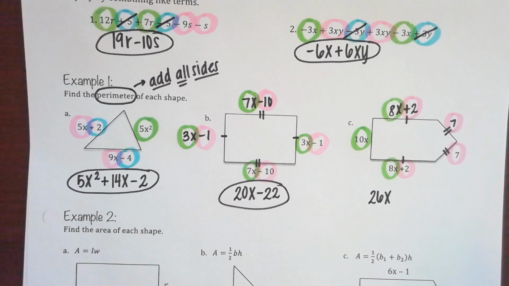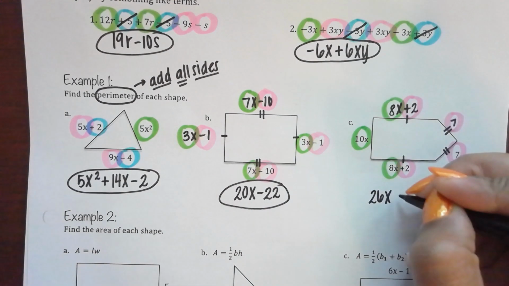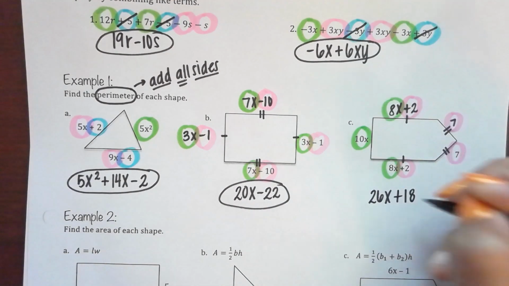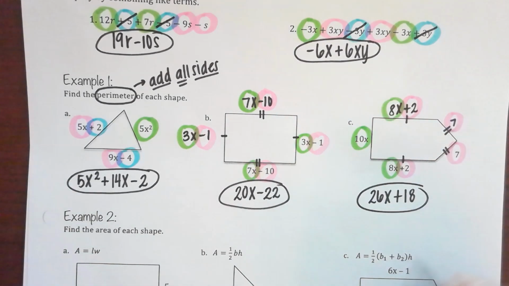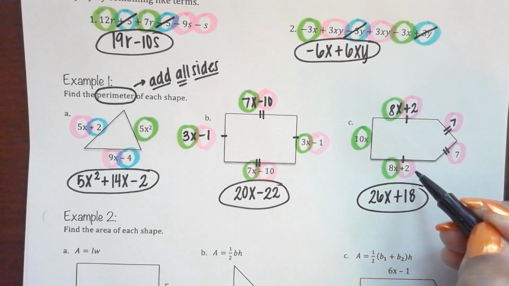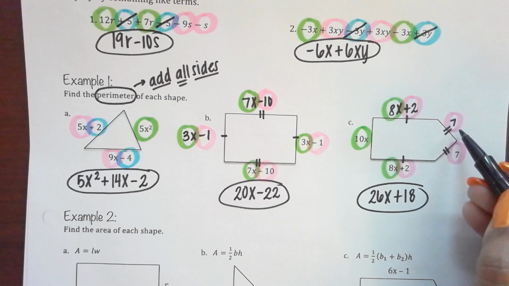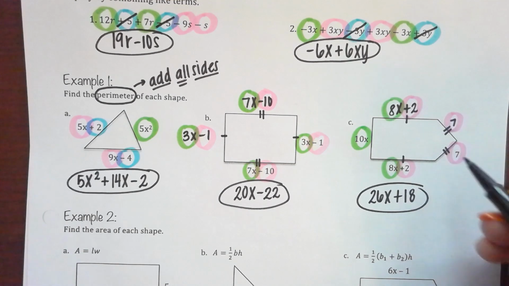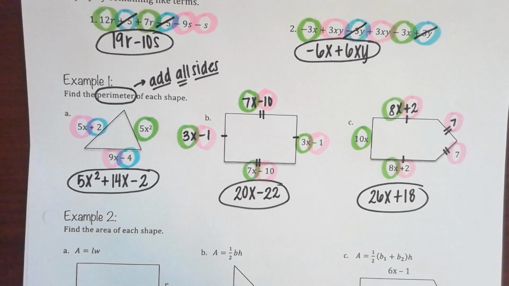And what'd y'all get? 18. Well, it's 2 plus 2, which is 4, plus 7. Oh, I forgot. So it's 14 plus 4, which ends up being 18. So, any questions here? Now, I'm going to show you something different.